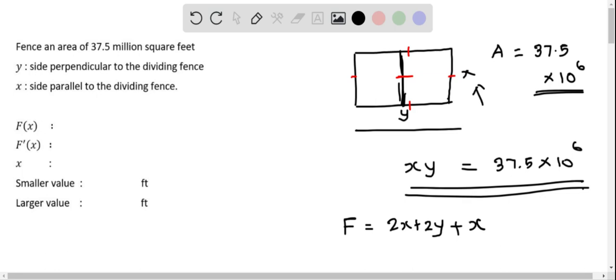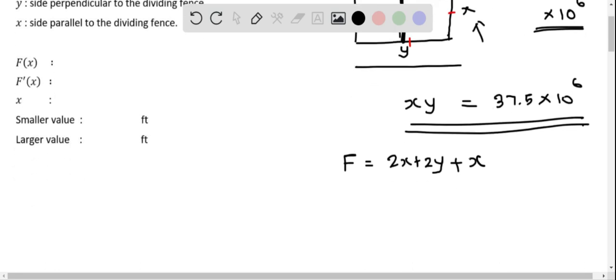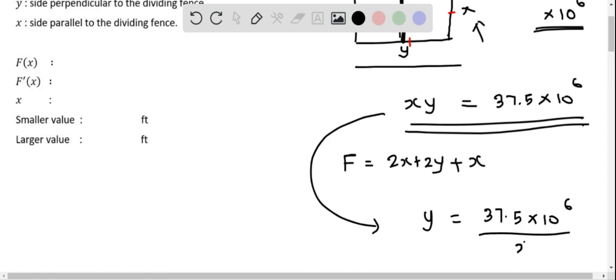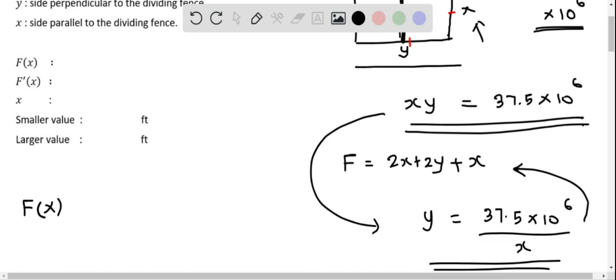Now we have to write down everything in terms of x. We still have y. So using this relation, we can determine y as 37.5 times 10 power 6 divided by x. So we can plug this into this expression and convert everything in terms of x. So let me do it over here. Therefore f, or f of x, is equal to 2x plus x, which is 3x. So you can just add them and put it as 3x, and 2 times y. y is 37.5 times 10 power 6 divided by x.